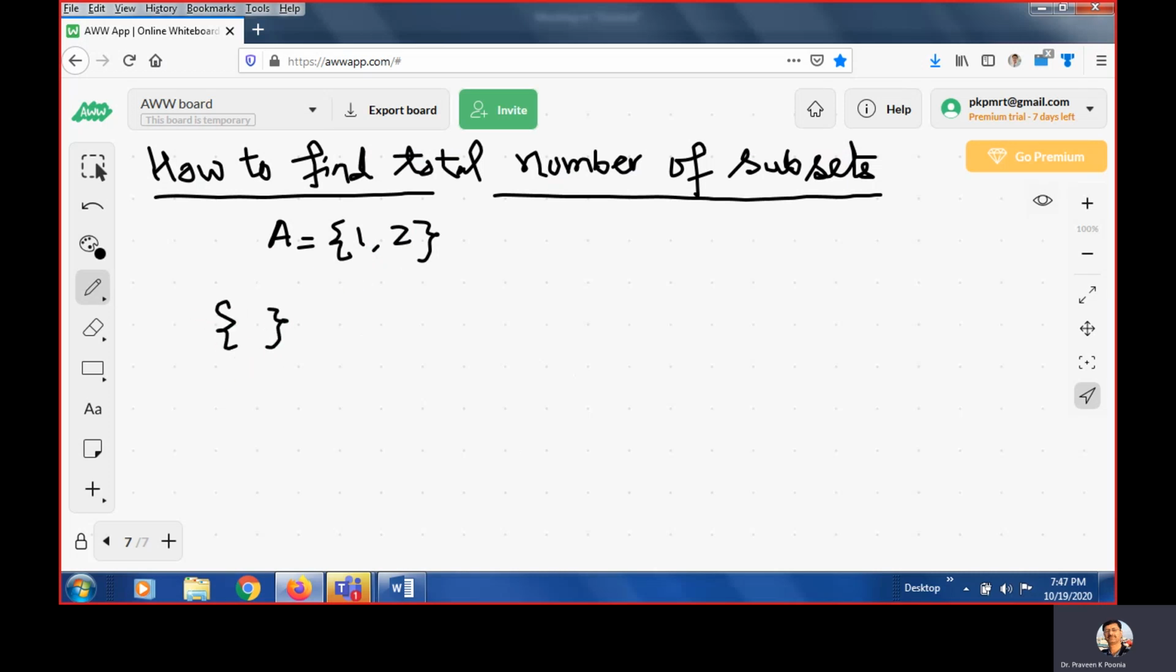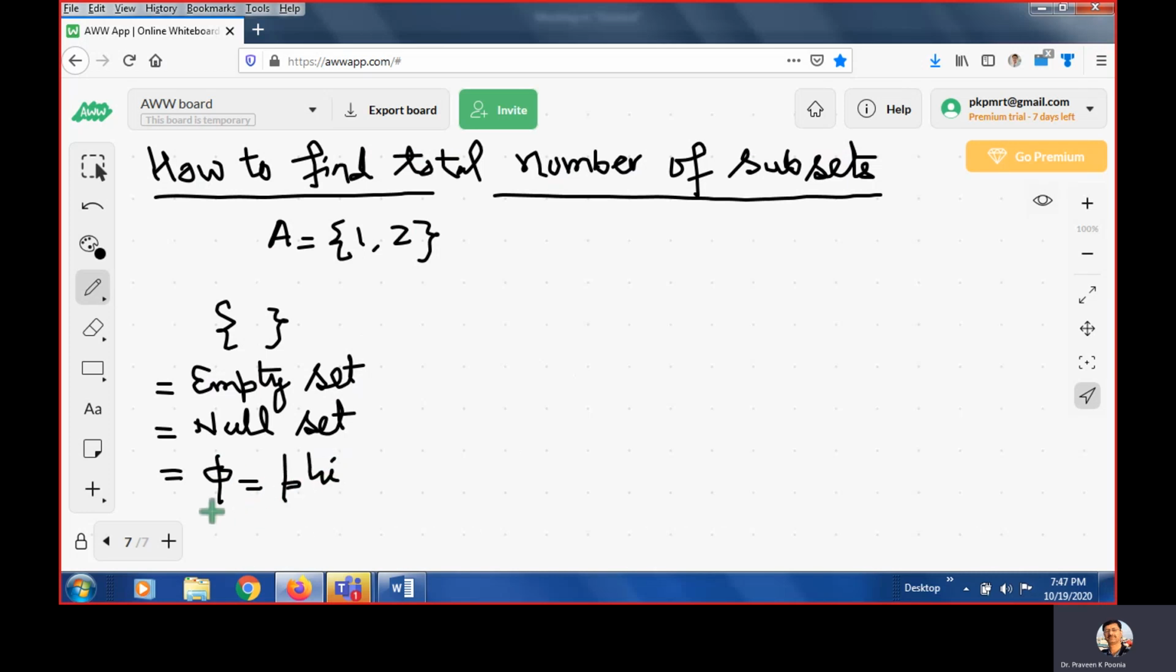Look here. First will be this set without elements. There are 2 names: empty set, which means nothing inside, or sometimes we call it null set. It is denoted by this symbol. And what is the name of this symbol? Phi. The name of this symbol is phi. So this is the first set and this is the smallest set that ever exists.